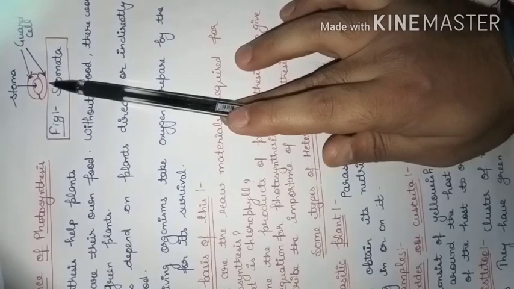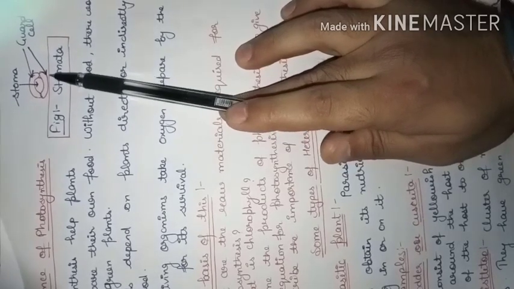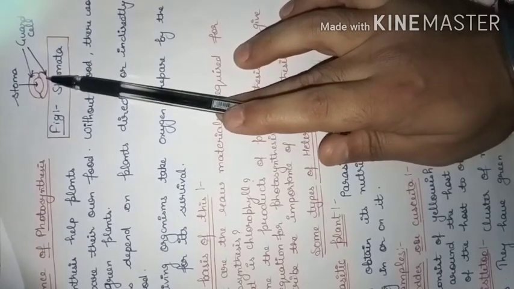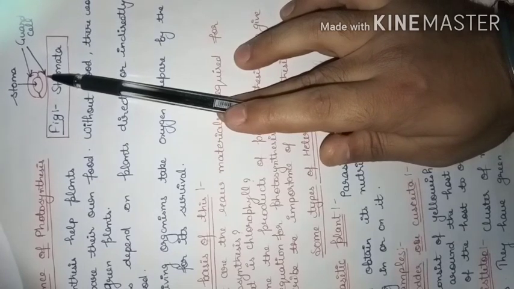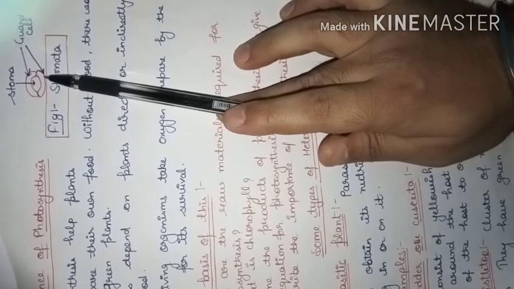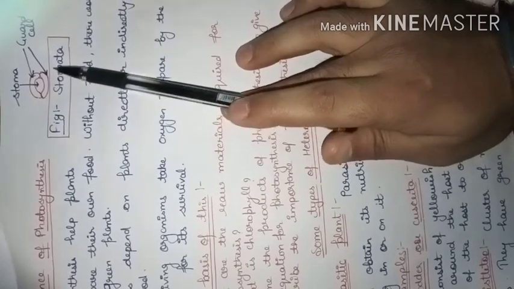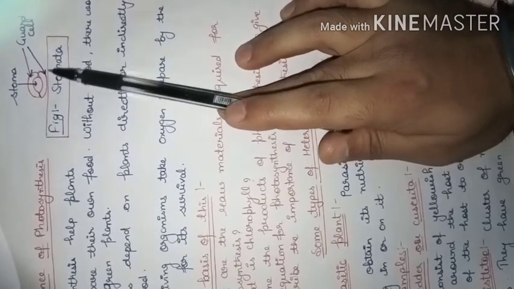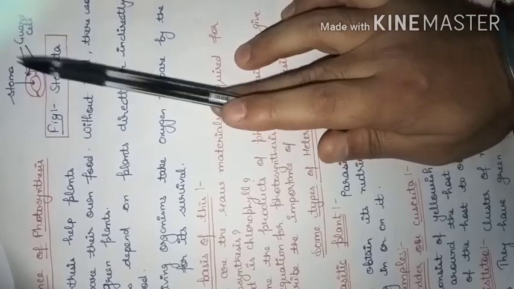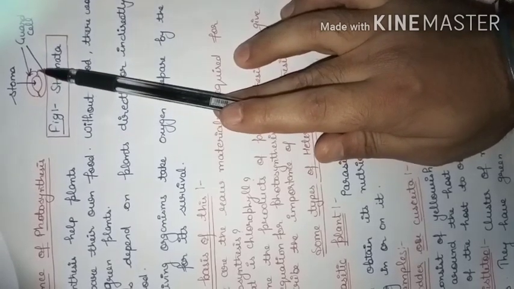How do they do it? What happens when the water moves inside the guard cell? The guard cells swell, or they become big. So what will happen in this way? The stomata will become closed. But when the water moves out of the guard cells, the guard cells shrink, and in this way the stomata becomes open.